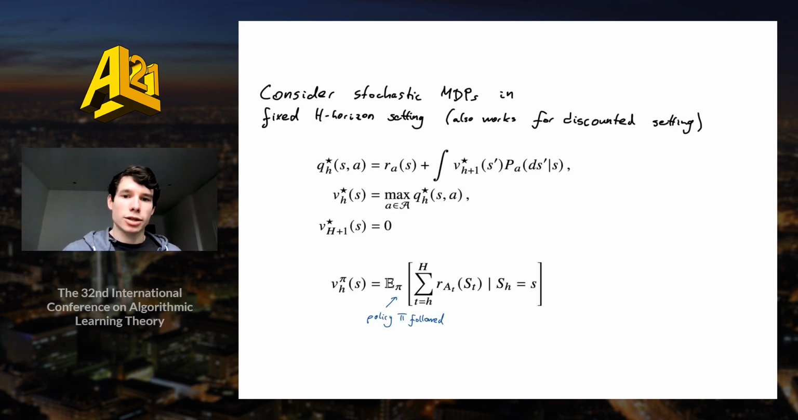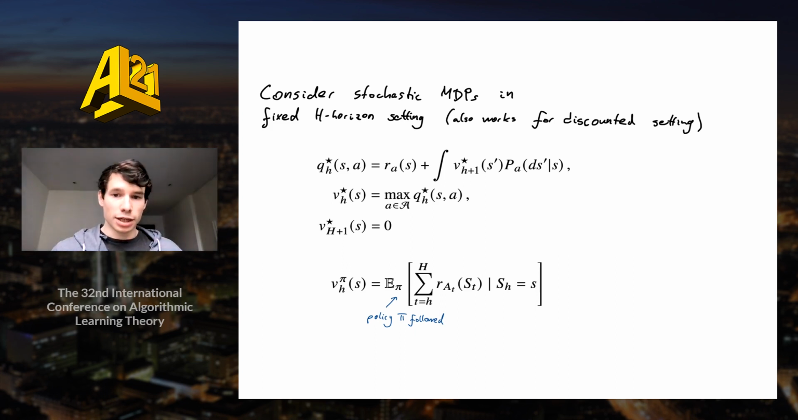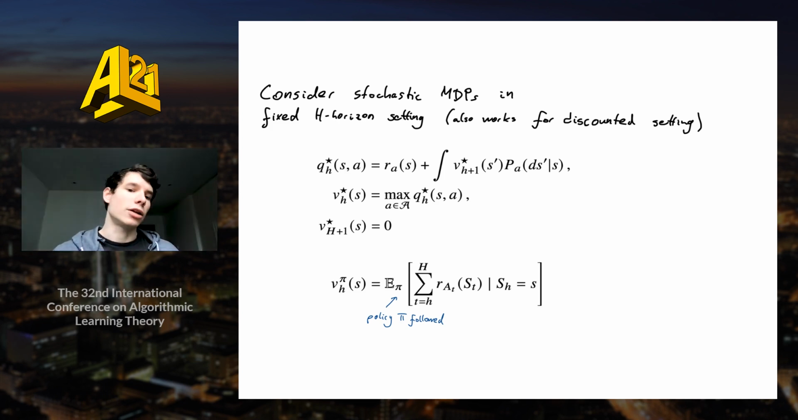So we consider stochastic MDPs in the fixed H horizon setting. This construction that we will show also works for the discounted setting, but we will mainly talk about the fixed H horizon setting. In this setting, we define the optimal action value function Q star for each stage h, going from 1 to capital H, according to the Bellman equations in the usual way. And we define the optimal value of stage H plus 1 to be always identically 0, because that is the end of the episode.